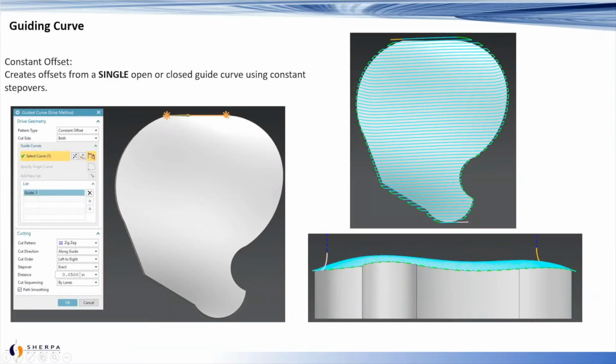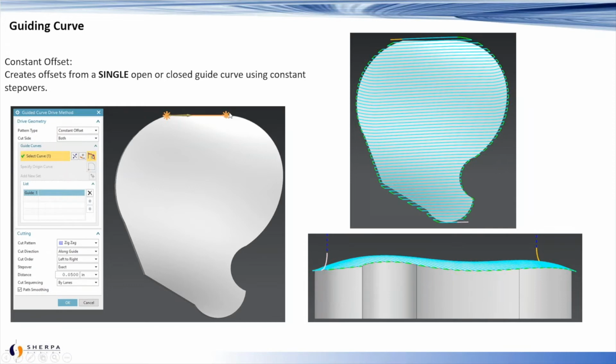So constant offset uses a single guide curve. It can be an open guide curve. It can be a closed guide curve. In this example, if I did select the entire perimeter of this part, it would have essentially done a concentric pattern all the way around till the center. It's a little hard to see the constant step over in that though.